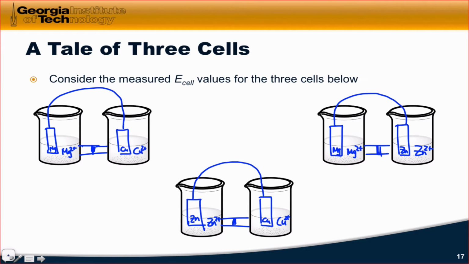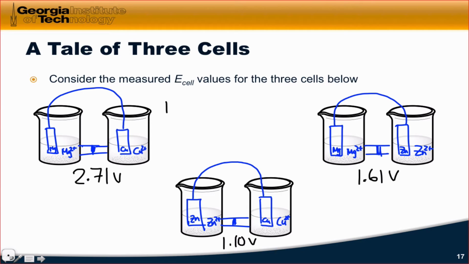So these three cells are related. You'll notice that magnesium is serving as the anode in two of them, to a copper cathode and to a zinc cathode, and there's a zinc copper cell as well. Check out the measured Ecell values for these three cells. For the magnesium copper cell, the measured cell voltage is positive 2.71 volts. For the magnesium to zinc cell, the voltage is positive 1.61 volts. And for the zinc to copper cell, the voltage is 1.10 volts.